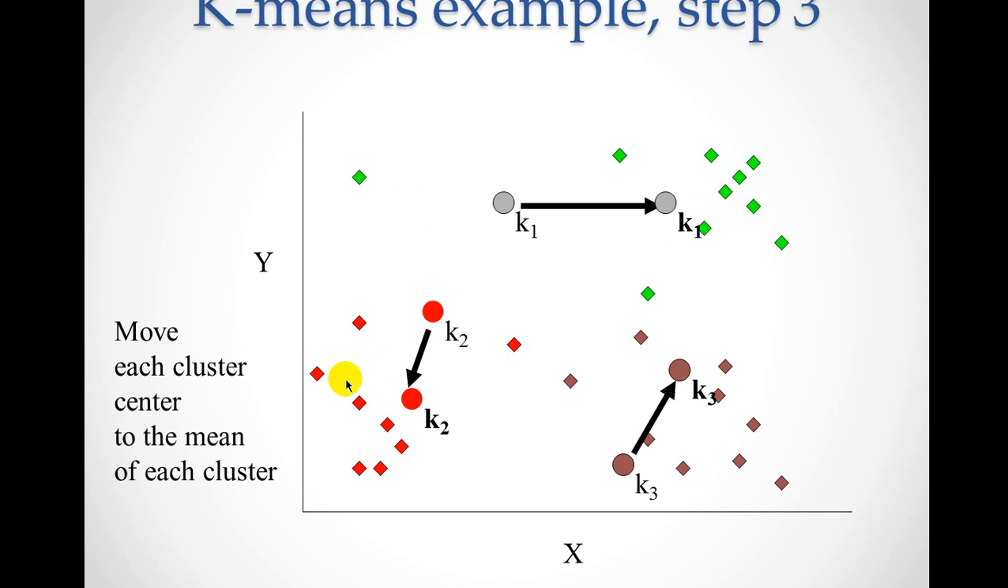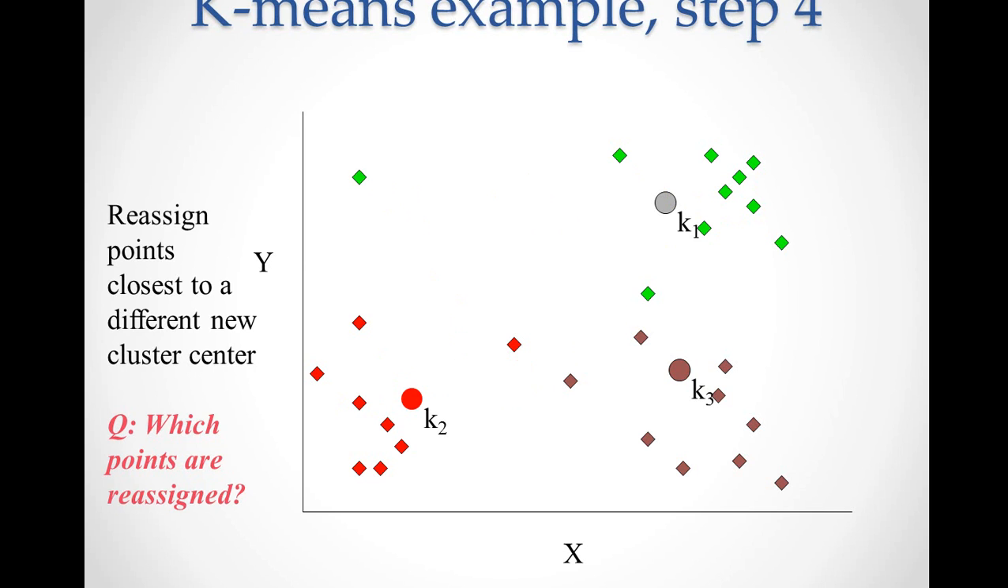So move each cluster center to the mean of each cluster, and then reassign points closest to a different new cluster center. So like I said, this one might go to here, might be part of this group now, and maybe some other ones. This one might be part of this group now. So we have to reassign the points to the new groups. Maybe not all of the points will move, but maybe one or some of them will.